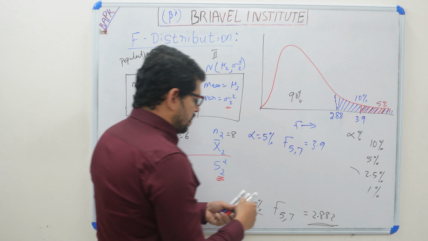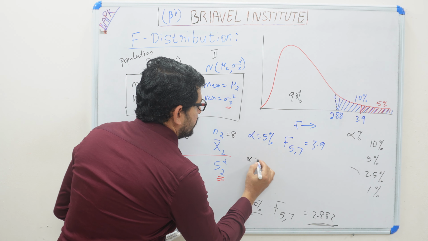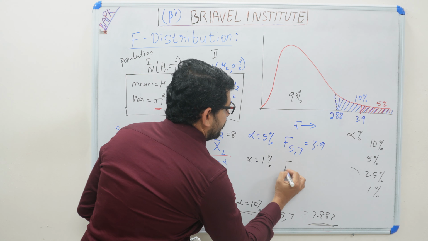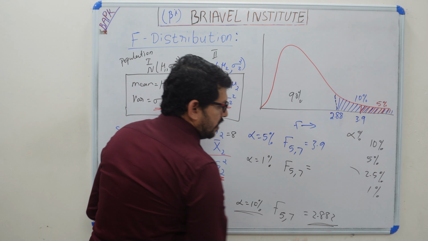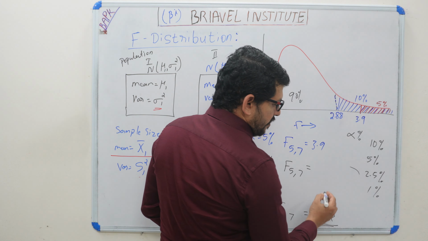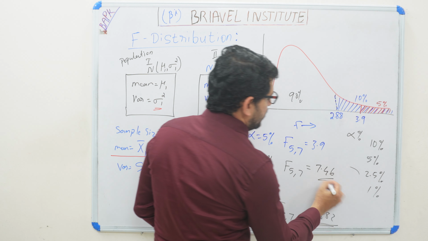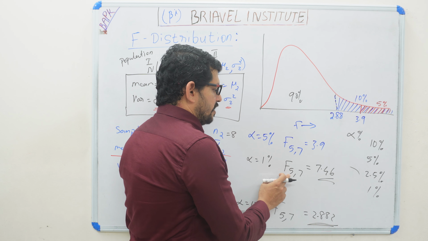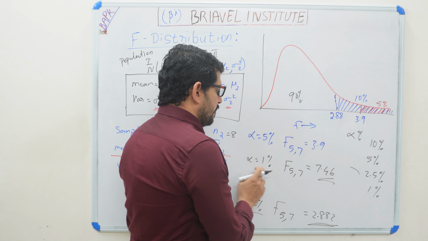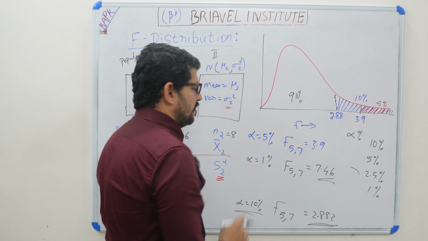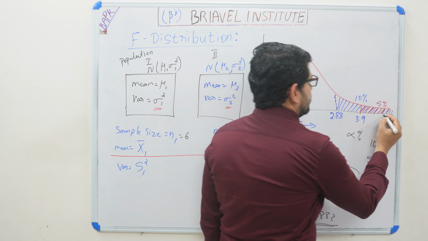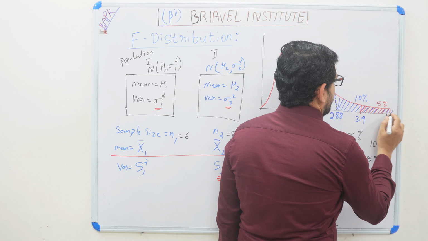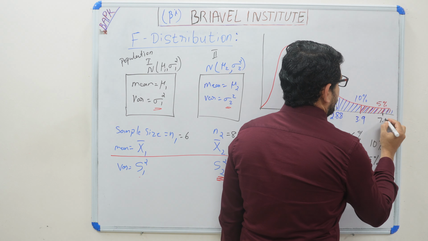In the same way we can check when the significance level is changed. Alpha is equal to 1%. So for F 5, 7, what is the value? It is 7.46, which we get from the table. The degrees of freedom are 5 and 7, and at the 1% significance level it is 7.46. So just mark it here. Here it is 7.46.